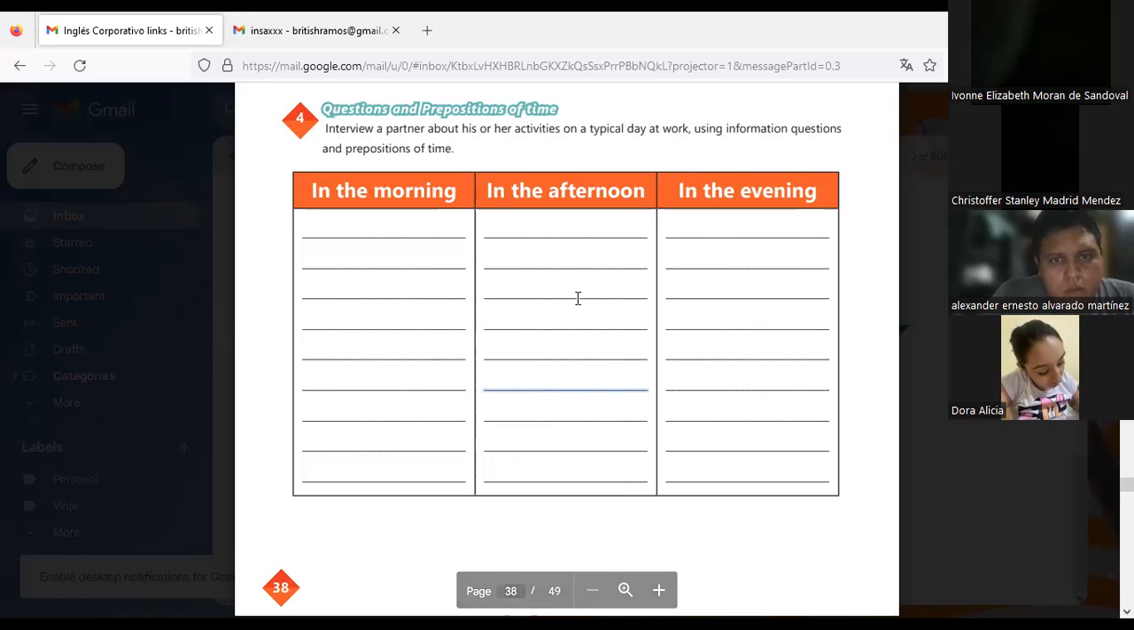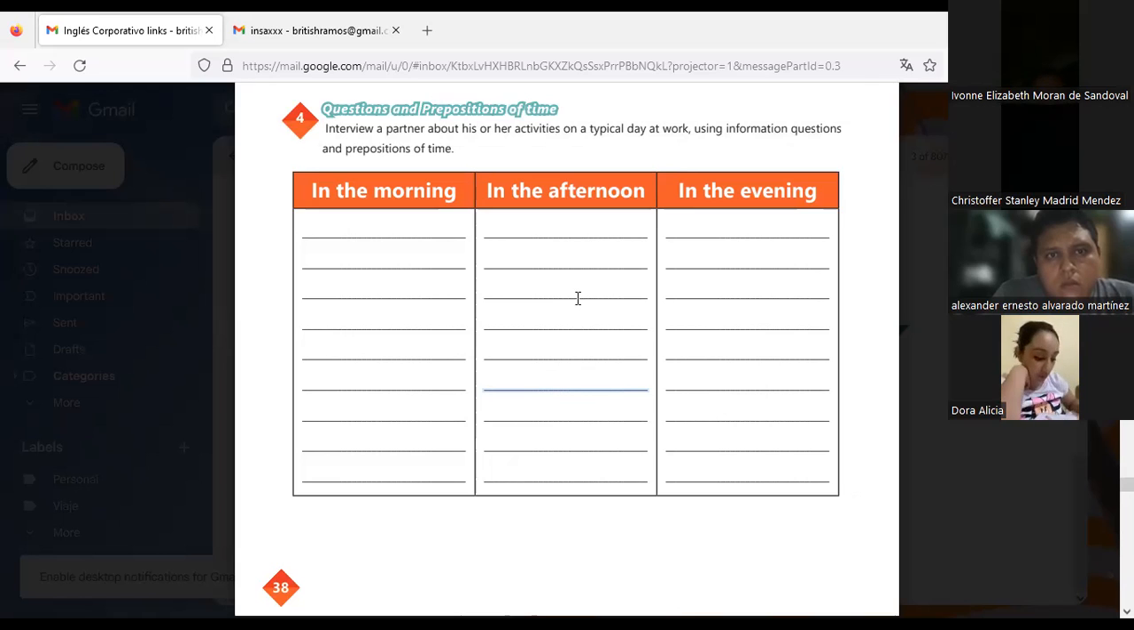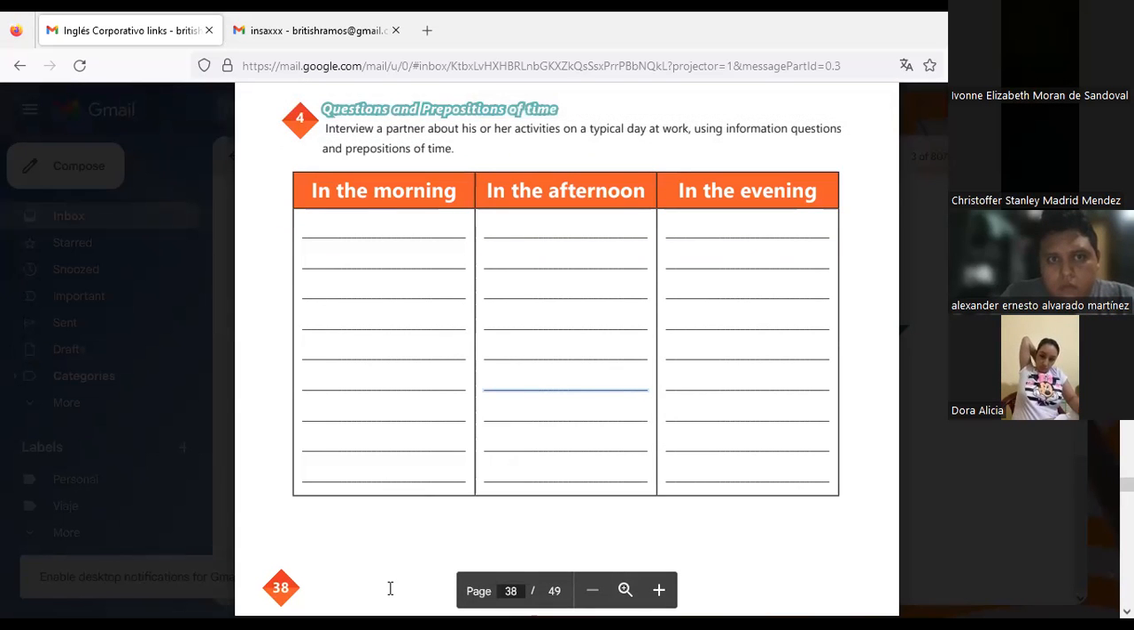The afternoon. Jennifer, what do you do on Saturday afternoon? I still work, so I help the people who arrive to the store to shop. Assist? I don't know. How can I say? Assist customers to shop in the store. Okay, so Jennifer assists customers in the shop on Saturday afternoon.